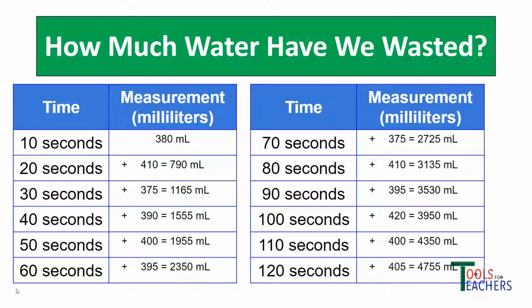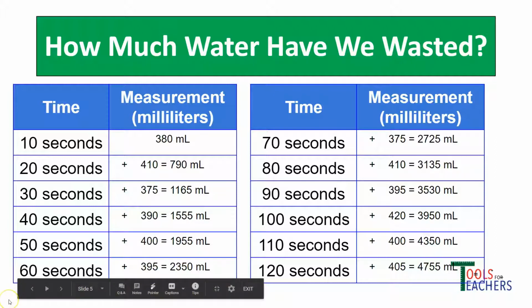Okay, now our experiment is complete, and I have all of our data recorded here. What I did is I recorded the data, and then each time I added the new amount of water that was wasted. So 10 seconds has 380 milliliters, and at 20 seconds I added the 410, so now we have 790 milliliters wasted. You can continue to see the totals for each time all the way up through 120 seconds. So I wonder what this information would look like in a graph.